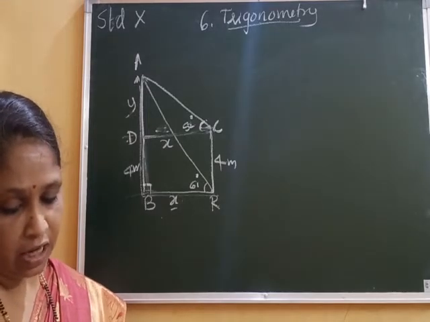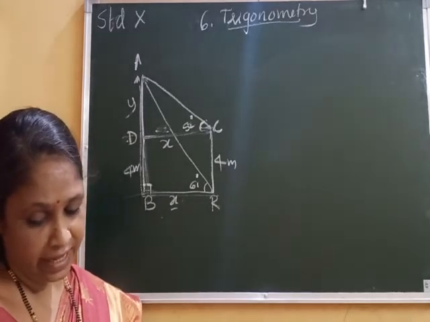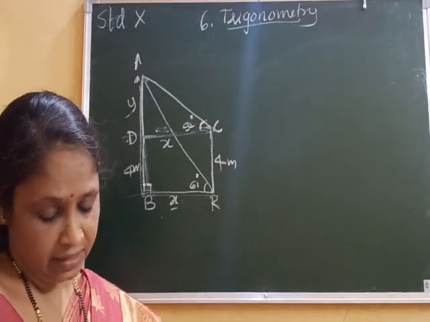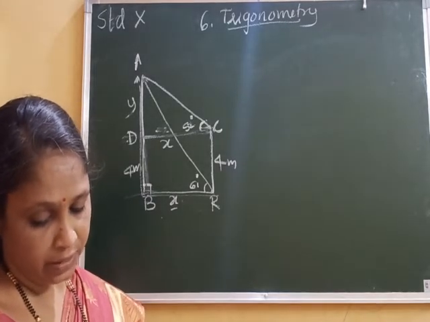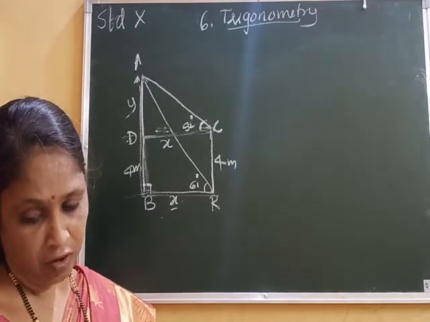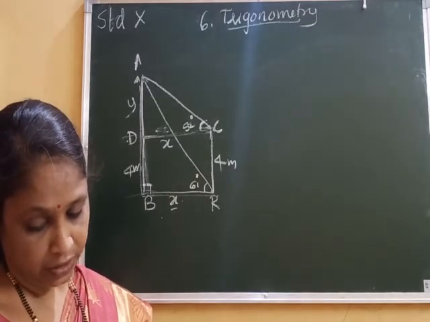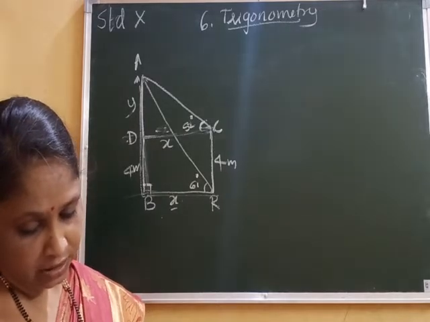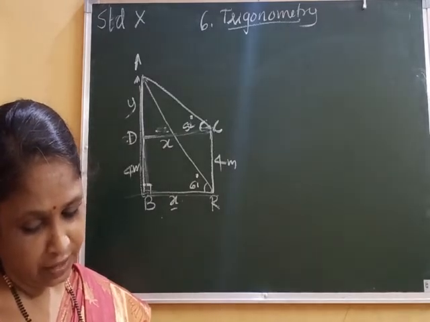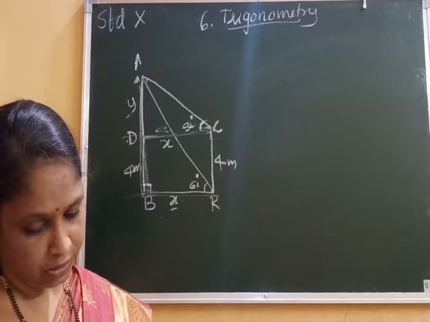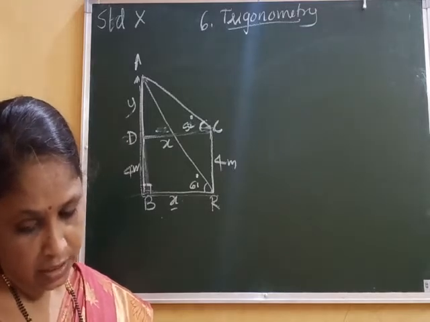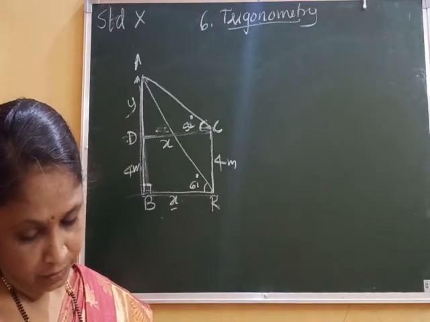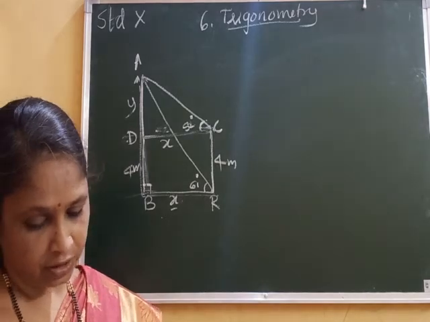Okay, now next example. See, a tree was broken due to a storm, and its broken upper part was inclined so that its top touches the ground, making an angle of 30 degrees with the ground. The distance from the foot of the tree to the point where the top touches the ground was 10 meters. What was the height of the tree?